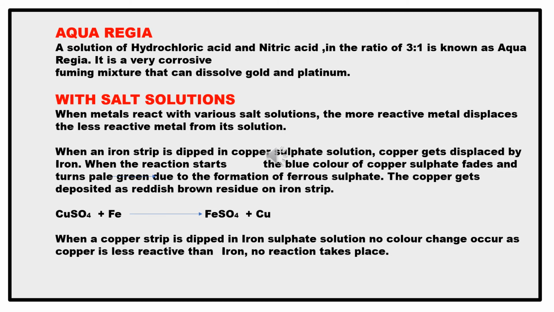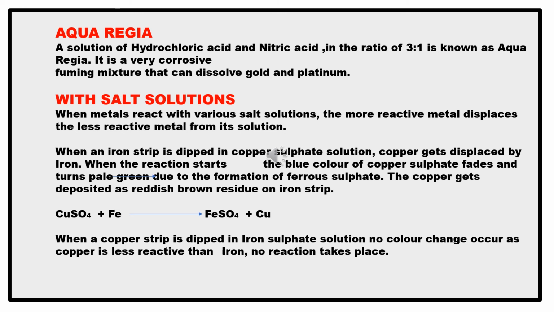So, what happens if a copper strip is dipped in iron sulfate solution? Now we have learned what happens when an iron strip is dipped in a copper sulfate solution. If you do the vice versa, what will happen? When a copper strip is dipped in iron sulfate solution, no color change occurs as copper is less reactive than iron. As there is no reaction taking place, no color change we can see.